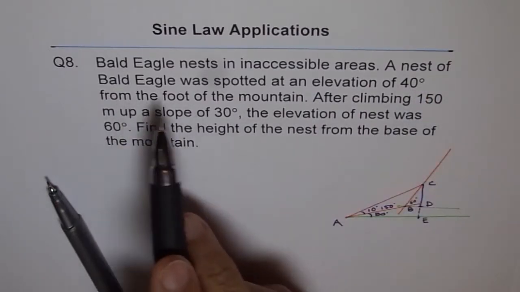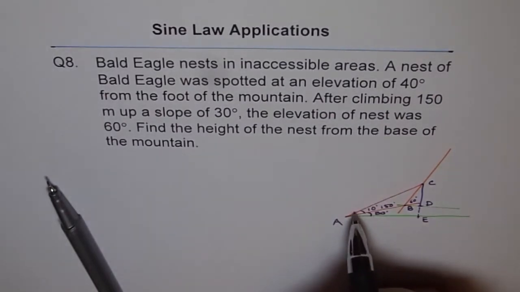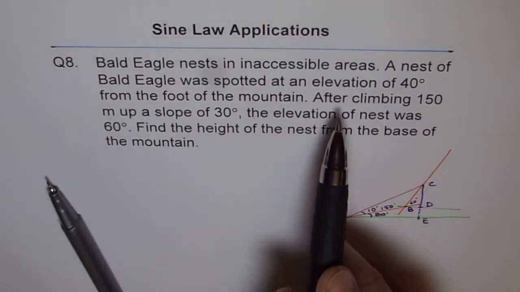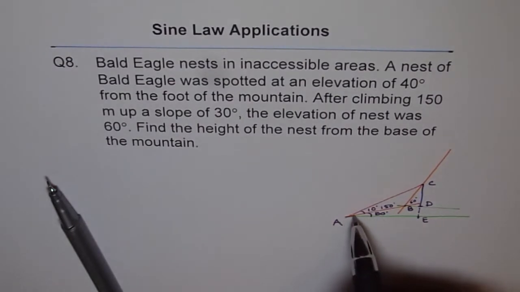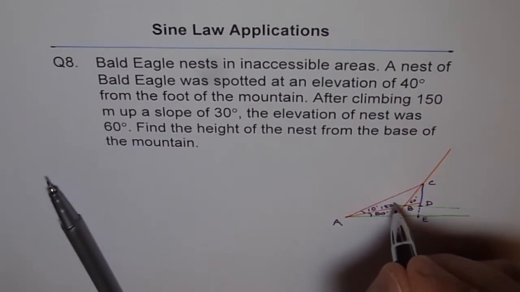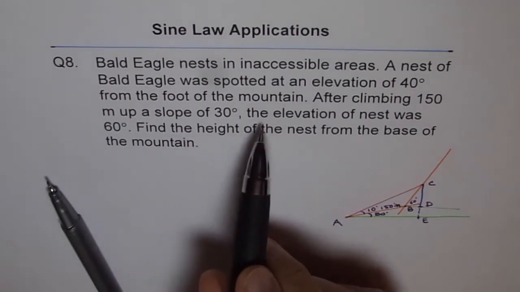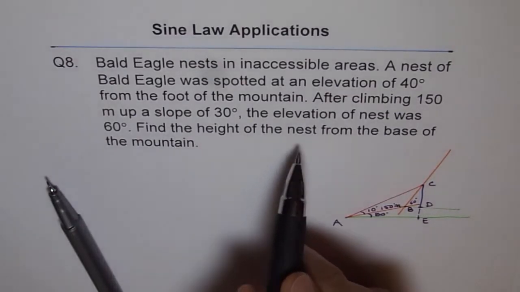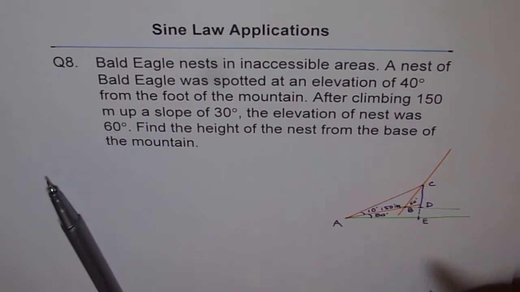So a nest of bald eagle was spotted at an elevation of 40 degrees. So from here, this angle is 40 degrees, 30 plus 10, from the foot of the mountain. After climbing 150 meters up a slope of 30 degrees, so 150 meters is that slope AB, this is meters, not degrees. The angle of elevation of the nest is 60 degrees. Find the height of the nest from the base of the mountain. That means we have to find the height CE here, correct?